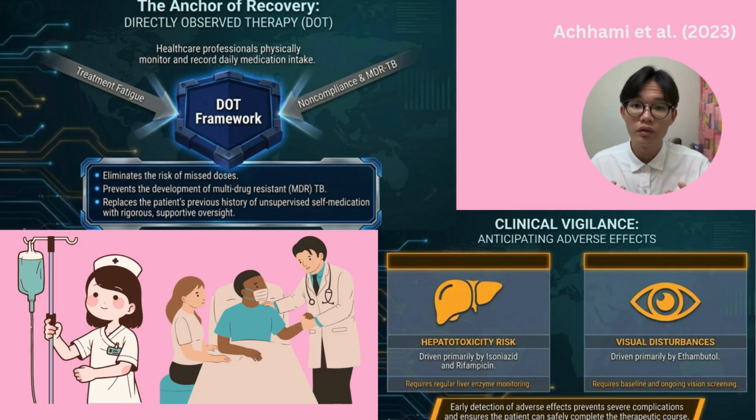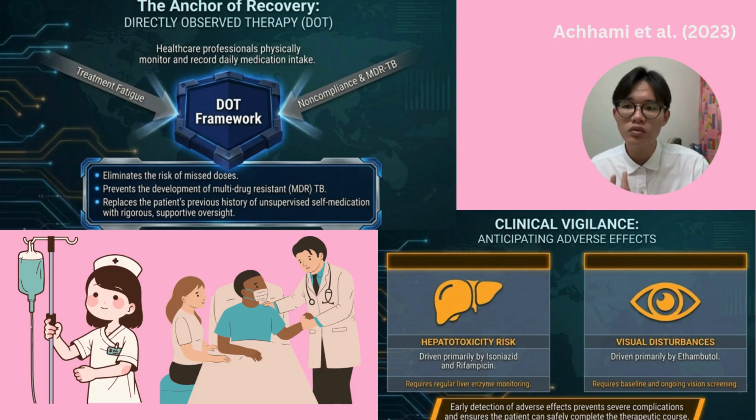So let's come to nursing management, also known as the nursing responsibilities in playing a role to treat tuberculosis. Besides medical treatment, nursing management plays a major role in the patient's recovery phases. One of the most important interventions is the implementation of directly observed therapy, also known as DOT. Under DOT, healthcare providers monitor the patient while taking medication to ensure full compliance. This is important because poor adherence may lead to multi-drug resistant tuberculosis.